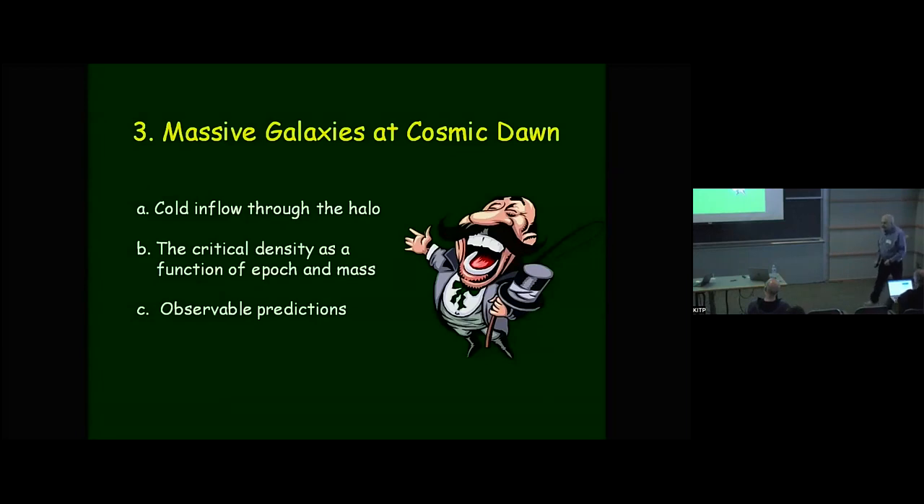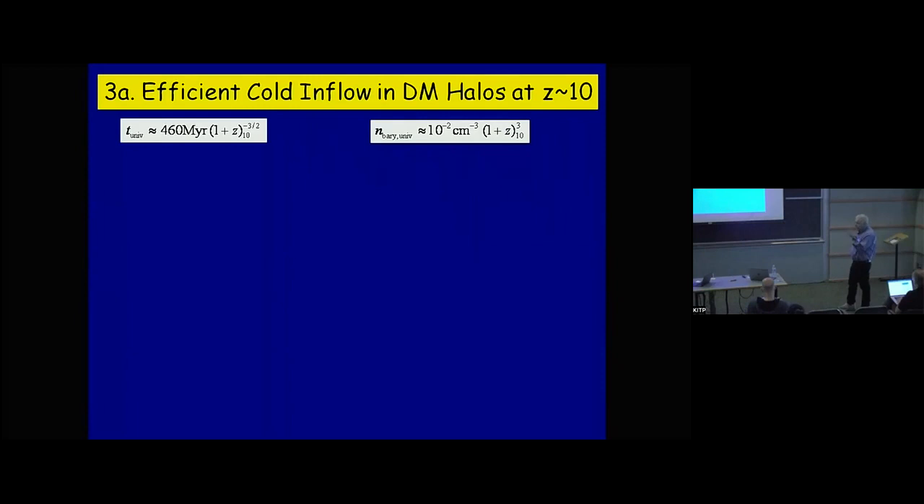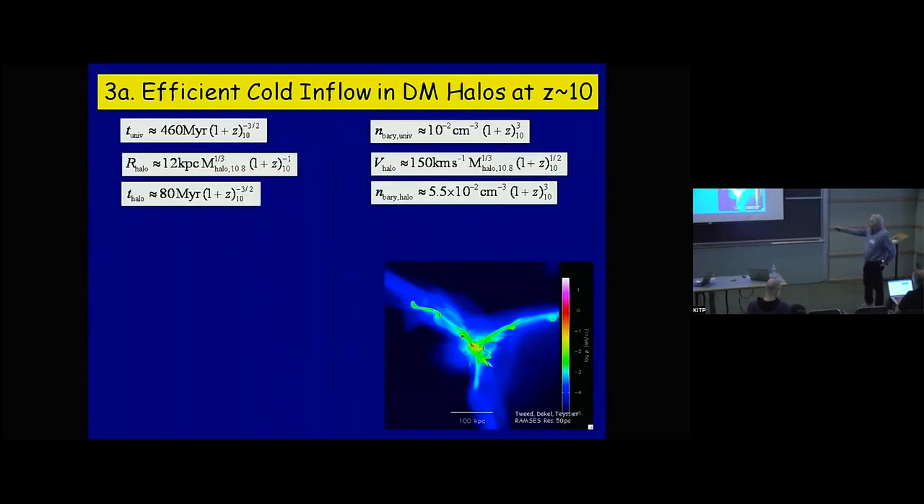So, is this really happening in our universe at redshift 10 and in massive galaxies? Let's see. A few numbers just for the feeling. We are talking about a universe that's less than 500 million years old. The halo size for the mass I just talked about is just above 10 kpc. The halo of the inflowing streams, the velocity is on the order of 150 kilometers per second. And the time it takes to cross the halo is about 80 million years at this redshift.